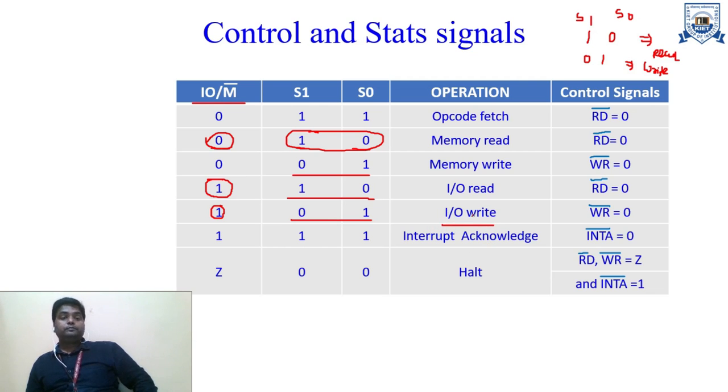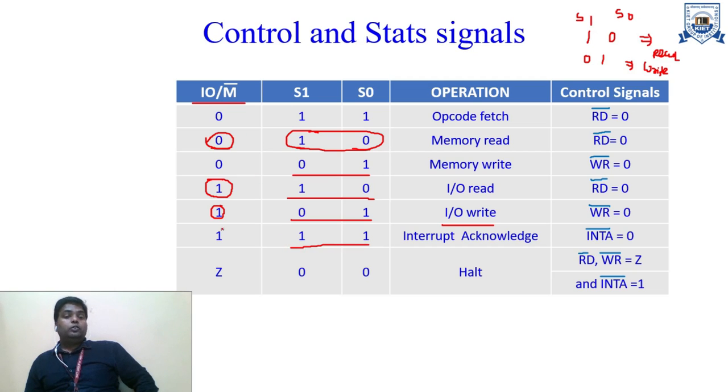When S1 and S0 is equal to 1 1, at that particular time no read and no write operation is performed. Actually at that time the instructions are fetched from the main memory. That means the opcode is being fetched from the main memory.